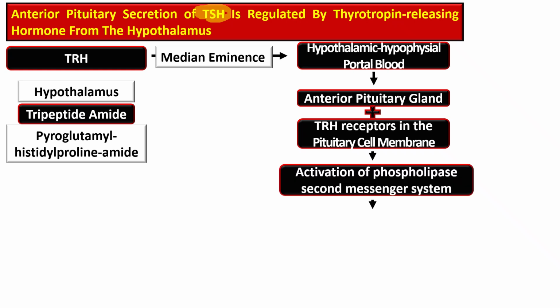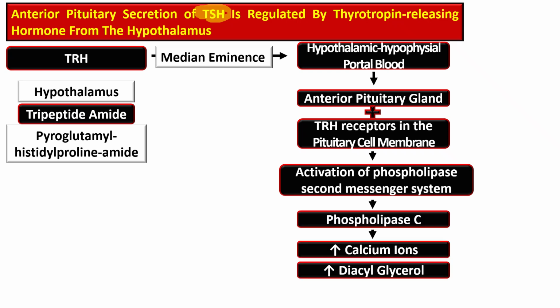This binding results in activation of phospholipase C, the second messenger system, and this will lead to increased calcium ion concentration and diacylglycerol. So the result is increased TSH release. If portal blood flow is blocked, TSH secretion drops, but not to zero. It suggests that basal TSH secretion exists, but the TRH or thyrotropin releasing hormone is required for full stimulation.